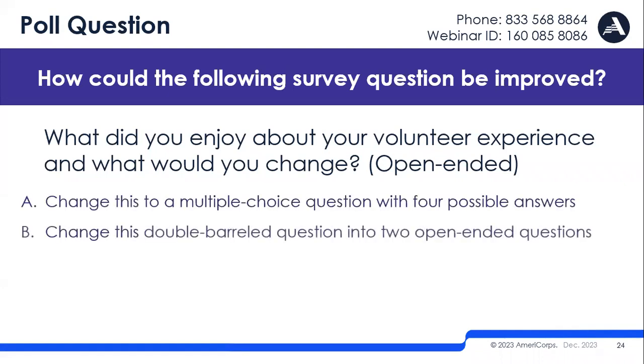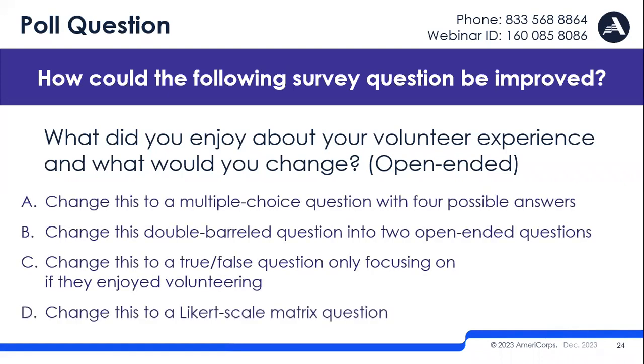A poll is going to launch on your screen. I want to encourage you to select something that would improve this survey question. So we'll give you a moment here to decide. You could change this to a multiple choice question, change this to a double barreled question, change this to true or false, or change this to a Likert scale matrix question. We'll give you a second to answer here and we'll come on back.